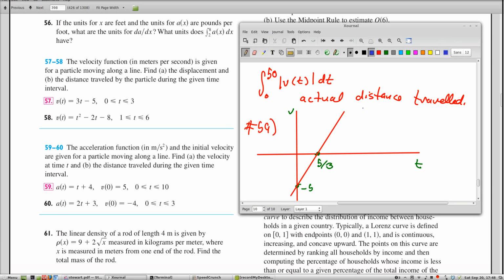And this is the velocity function. I guess maybe I should call this y, actually. Forget I called that v. I didn't call that v. Can't prove it. So in that case, this is y equals v of t.